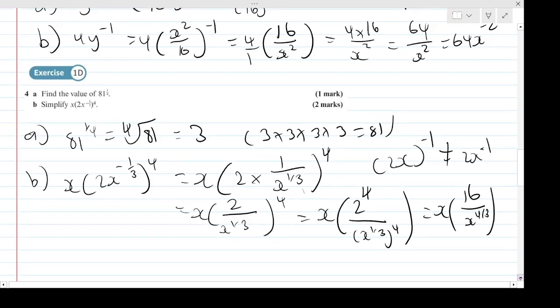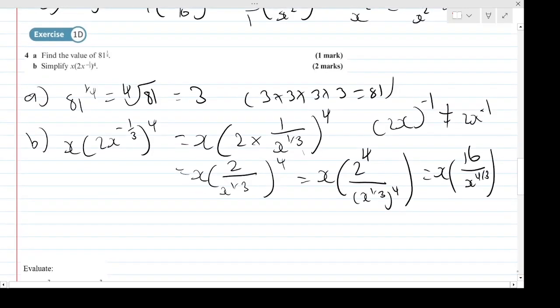Okay, well now we can kind of bring the x in and see what we can do from there. So if I simplify it again over here, well then we're kind of saying x times 16 over x to the 4 over 3, right? Because x is outside, x is times in everything inside the bracket. Well, again, that's just going to be 16x over x to the 4 over 3. But how can we simplify this?